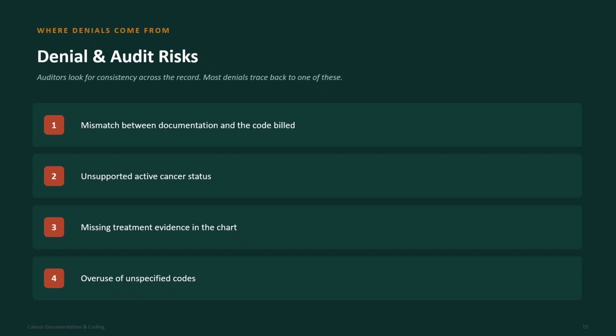Unspecified codes get used more than they should, and this is so common. Auditors are looking for consistency across the whole record, and that's exactly what we can control.